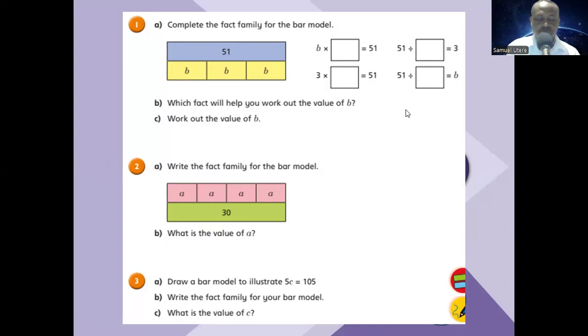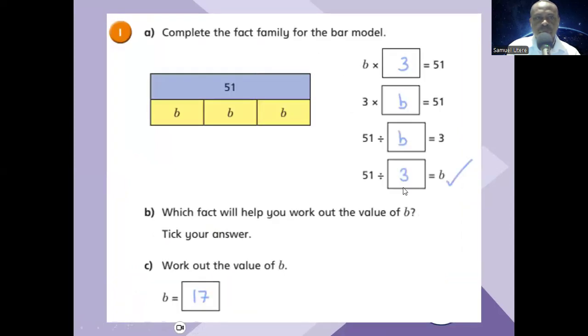Assuming you've paused the video and you've really taken your time to work through these questions, thinking hard and working hard, here are the answers. Here are the answers for question 1. Here you're asked to complete the fact family for the bar model. Okay, this one is really straightforward. 3 lots of B, which is 3 times B, is 51.